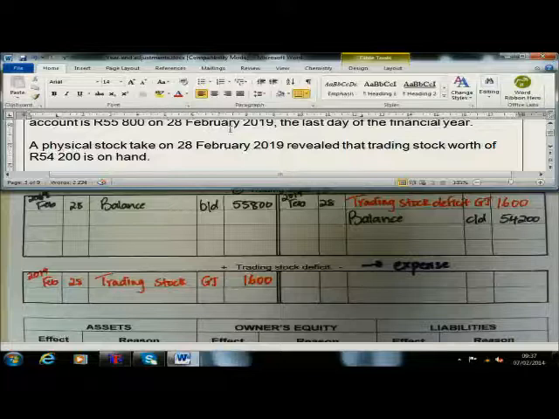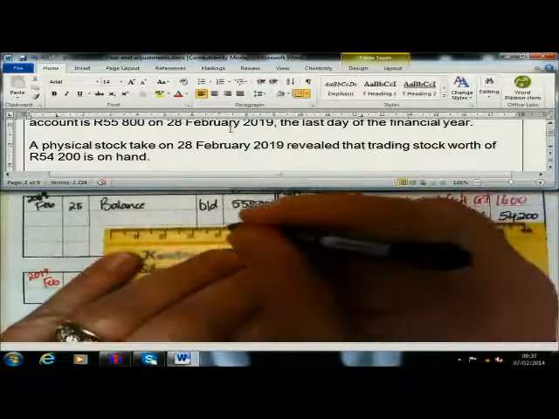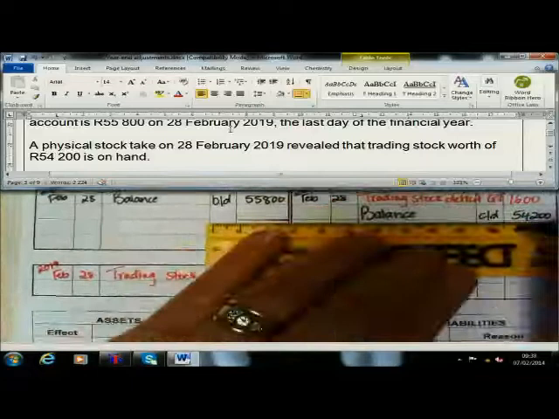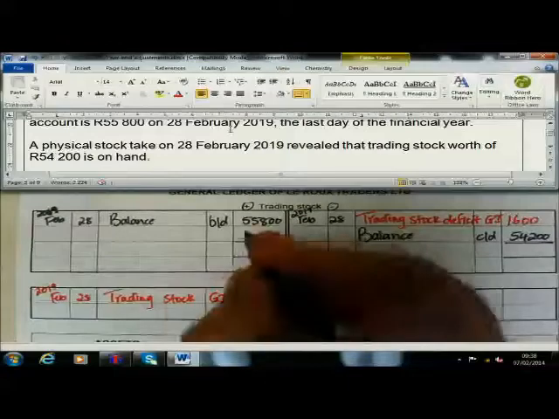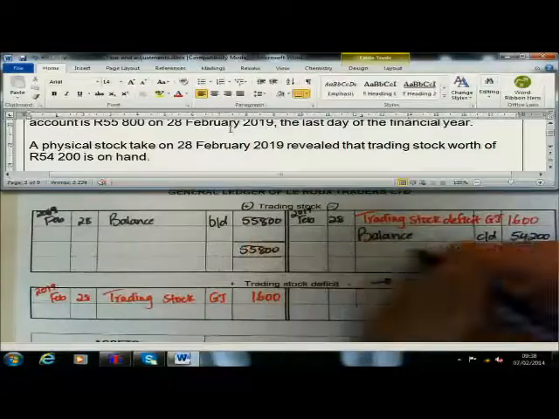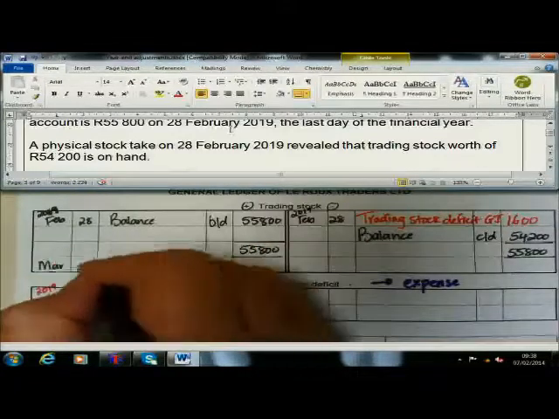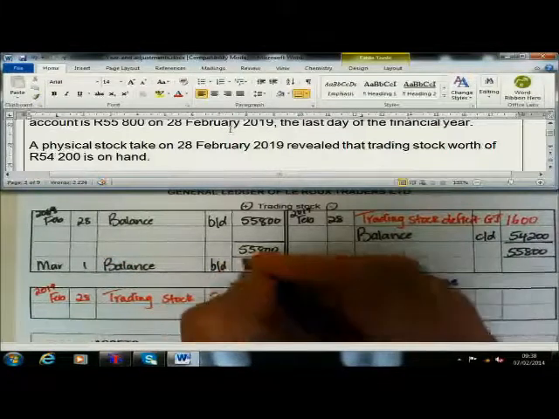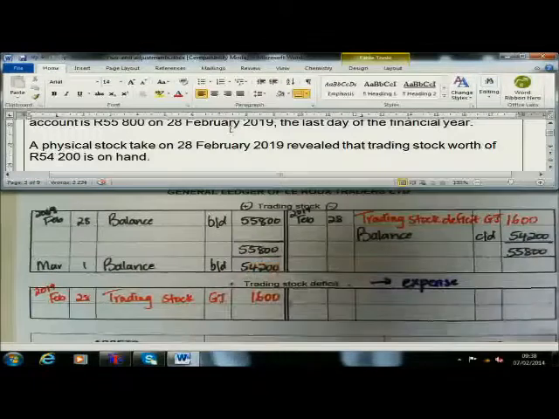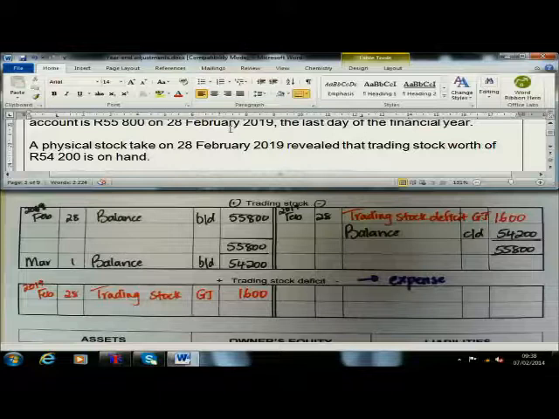Now you're going to close off your trading stock account, and that will look like this. 55,800, of course, is the biggest side. 55,800 for your trading stock there. And then on March the 1st, balance brought down is the smaller amount of 54,200. So that means that we are going to start our next year with the stock in the storeroom and the value of the stock in the books the same again.